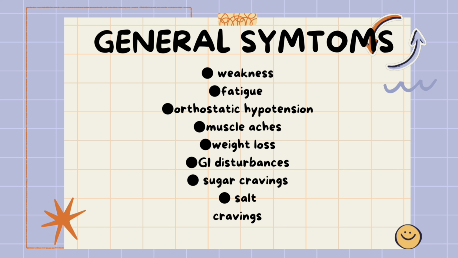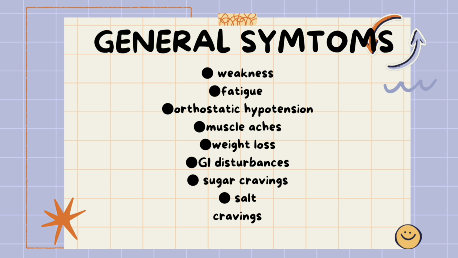General symptoms include weakness and fatigue due to cortisol deficiency, as cortisol helps regulate energy production. Orthostatic hypotension. This is a form of low blood pressure that happens when standing up from sitting or lying down. Aldosterone helps regulate blood pressure by managing sodium and water balance. Deficiency in aldosterone causes hypotension. Muscle aches. Low cortisol can lead to electrolyte imbalances such as low levels of sodium and high levels of potassium. These imbalances can cause muscle cramps and pain.